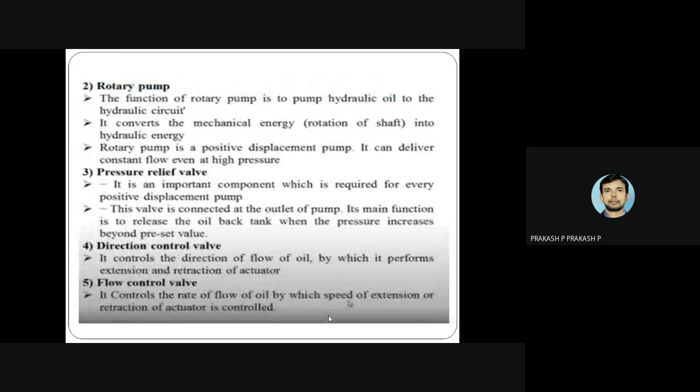Next is the rotary pump. The main function of the rotary pump is to pump hydraulic oil to the hydraulic circuit. The major function of the rotary pump is to convert mechanical energy into hydraulic energy. The rotary pump is a positive displacement pump and can deliver a constant flow rate at higher pressure.